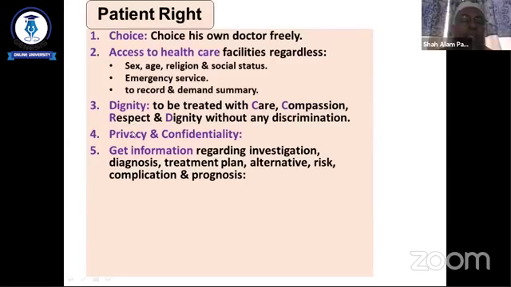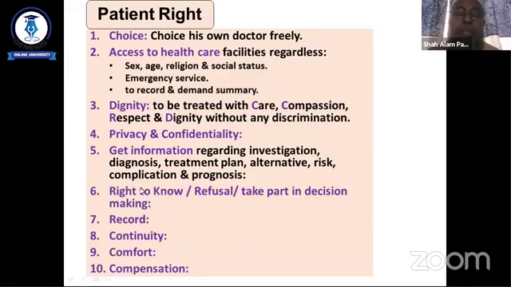The patient has the right to be treated with privacy and confidentiality. The patient also has the right to get information regarding investigation, diagnosis, treatment plan, alternatives, risks involved, complications, and prognosis. All information regarding these are rights of the patient. The patient also has the right to know, refuse, or take part in decision making.